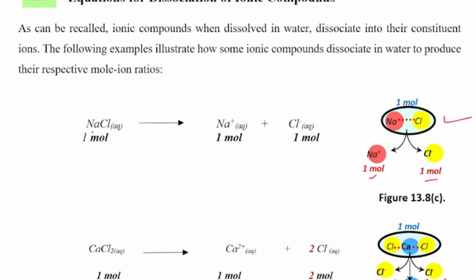Look at the formula here, and at the subscript. When you do not see a subscript, it is indicating to you that 1 is there. And that tells you how many moles of these ions will be formed. Look at the next one here.